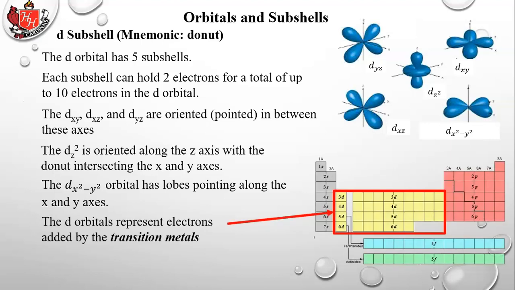The d orbitals represent electrons added by the transition metals. So if you count the transition metals alone, you'll notice there's 10 transition metals in each row. The 3d row has 10, the 4d has 10, and so forth. So those are the 10 electrons that are contributed there.